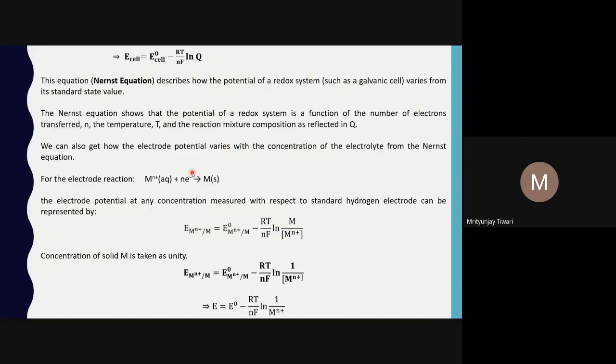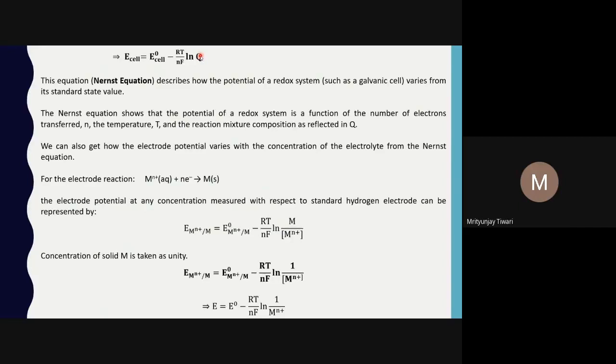We can also get how the electrode potential varies with the concentration of electrolyte from the Nernst equation, because we know the concentration of electrolyte enters Q. It contains the concentration of product. What is the product there? It is in the form of the electrolyte, because the reaction is happening in the electrolyte. The reaction happens at the electrode, but what is varying is the electrolyte concentration, the species involved there.